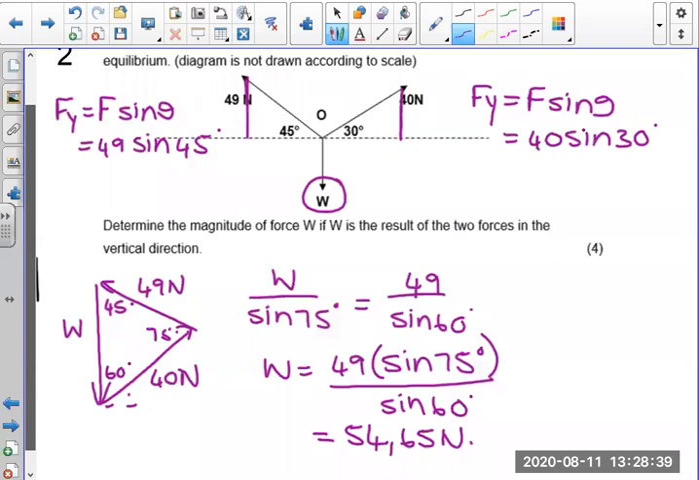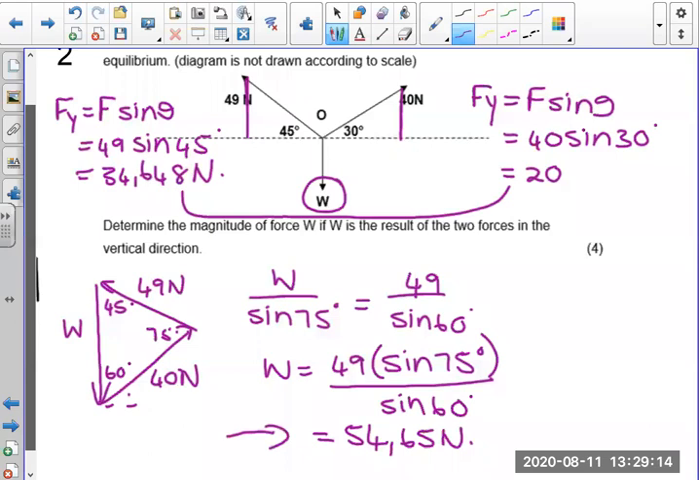We're going to get an answer of 49 sine 45. Answer is 34,648 newtons. And then the other one is 40 sine 30. Answer is 20. Because they are going both in the same direction, if I add this 34,64 plus the 20, you get the same answer, the 54,65.